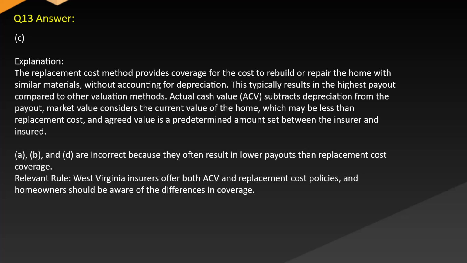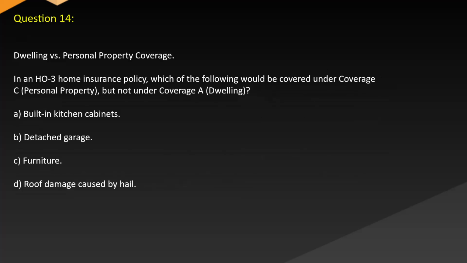Relevant rule: West Virginia insurers offer both ACV and replacement cost policies, and homeowners should be aware of the differences in coverage. Question 14. Dwelling versus personal property coverage.